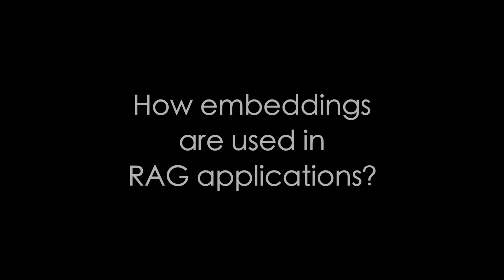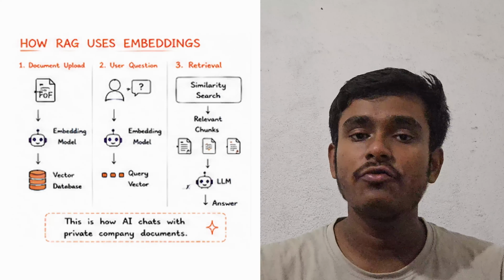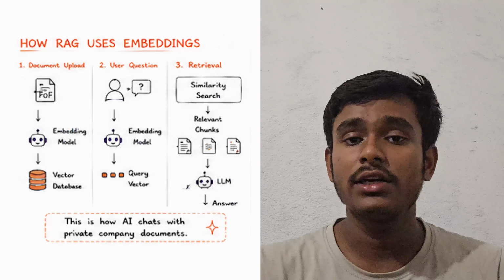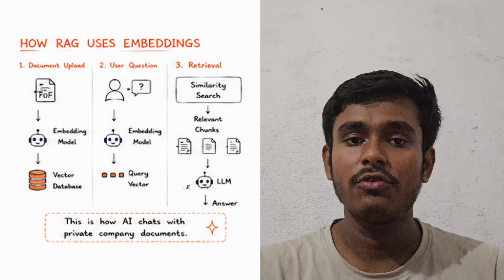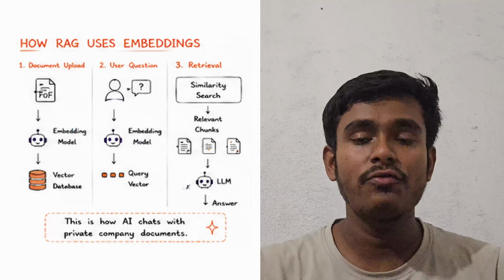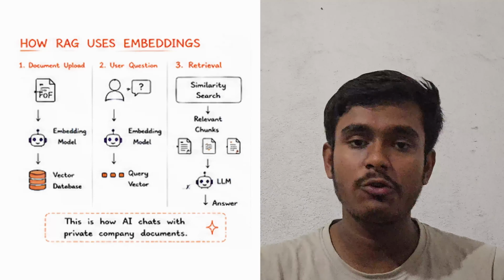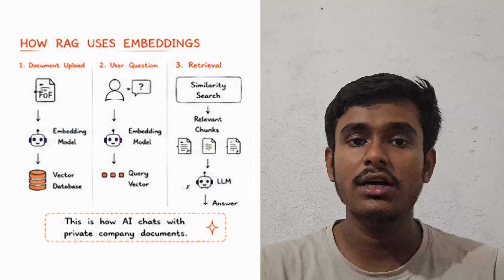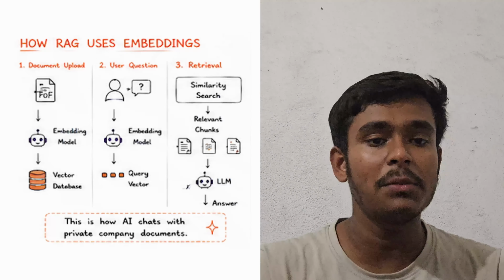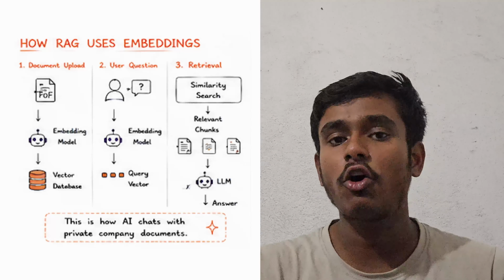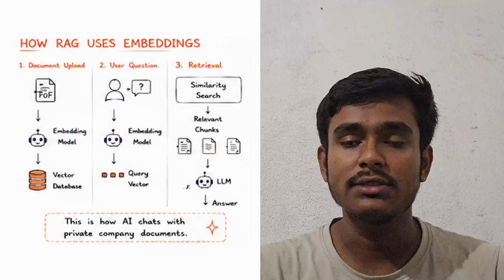So how are embeddings used in RAG applications? This is very important for AI engineers. When you upload a document, first it is passed through an embedding model, and the embeddings which are created for those documents are stored in a vector database. Then when a user asks a query, that query is first converted into an embedding using the same embedding model we used to convert the document into embeddings.